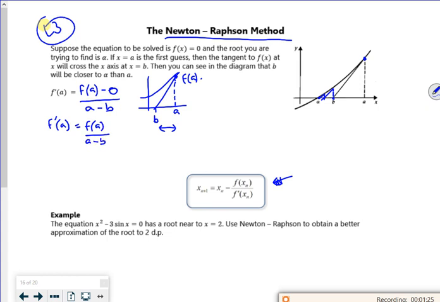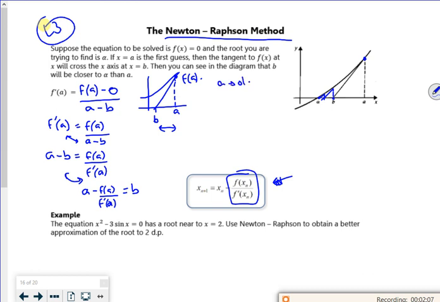Now, if I do a little bit of messing around with it here, if I switch those over, I've got a minus b is f of a over f dashed of a. That's my y value over the gradient. And then if I switch these two round, I've got a minus f of a over f dashed of a. That's going to be equal to b. Now, b was the new x value, and a was the old x value, because it was like a start point. So a is the old x, and b is the new x, in the same way that f of a is the old y value.